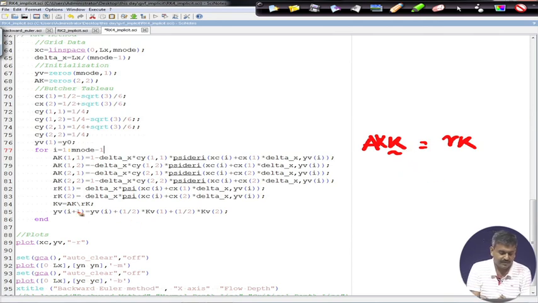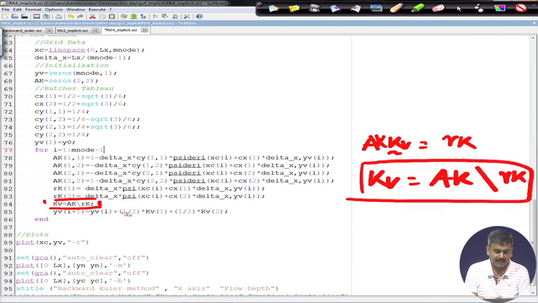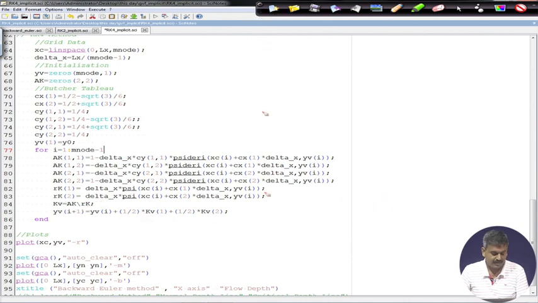So, AK is the coefficient matrix. In this case we can solve it using an internal function. This Kv, which is the k value, we are directly getting from this backslash, this Rk. Now, from this one we have k1 and k2. So, half of k1 and half of k2, if we add with the previous section value, then we can get y i plus 1 in this case. Similarly, this approach is our RK4 approach.